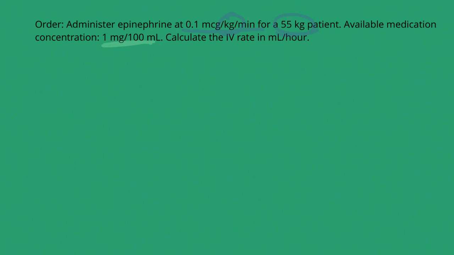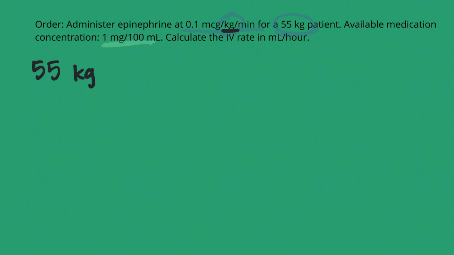First thing first, with a weight-based order, you see that kilograms in there, you need to know the kilograms for your patient. We already know it's 55 kilograms. Don't forget, if you're given the weight in pounds, you can convert from pounds to kilograms. If you need to get better at that skill, I have a video to remind you on how to do that. But here we already have kilograms.